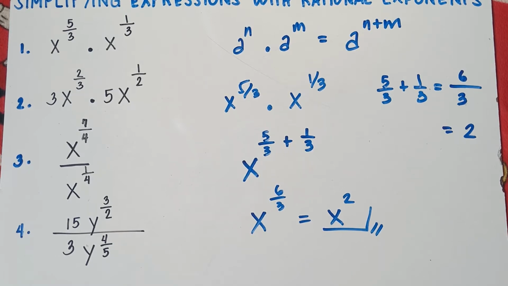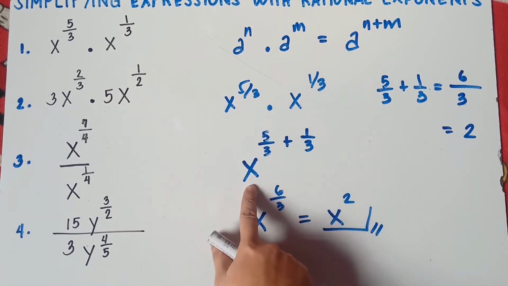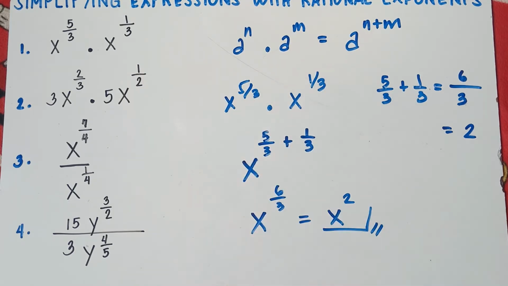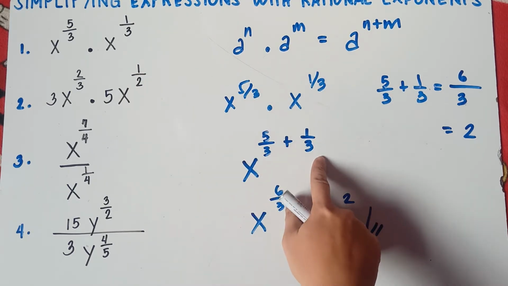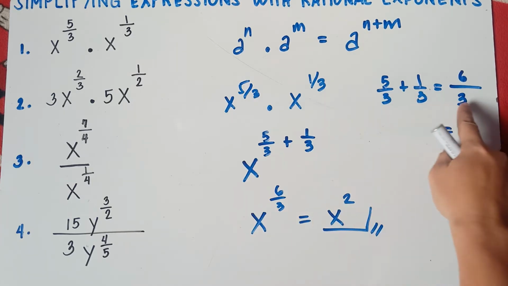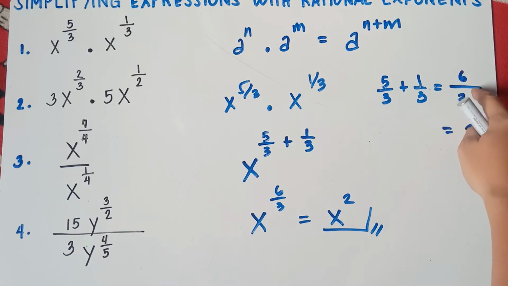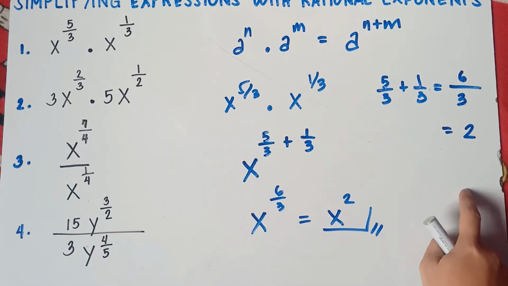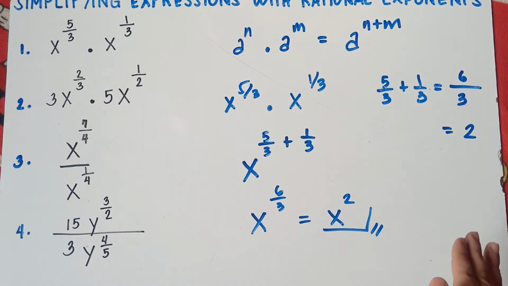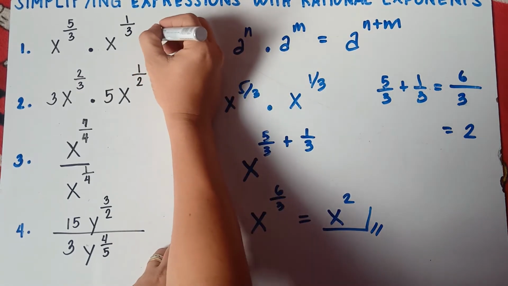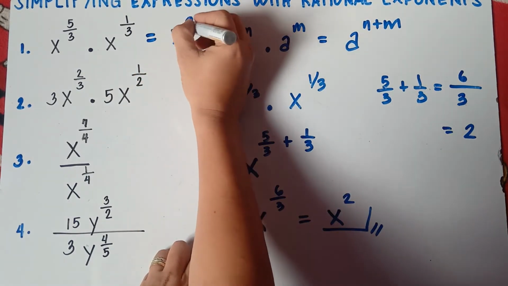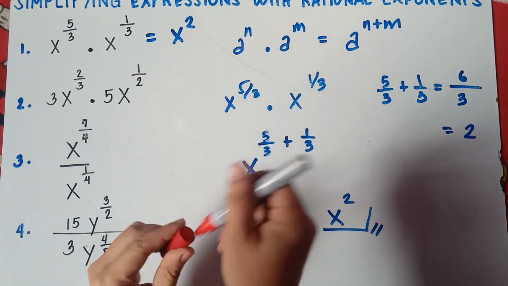Alright, so I hope you got this one, class. Same base, copy x, then you add the exponents. 5/3 plus 1/3, same denominator, copy the denominator, then add the numerators. 5 plus 1 is 6. Then 6 divided by 3 is 2. So if you can divide, always divide, class. If you can reduce the fraction to its lowest term, always reduce it. That's mandatory, class. So the answer for number 1 is x squared. Easy, right?